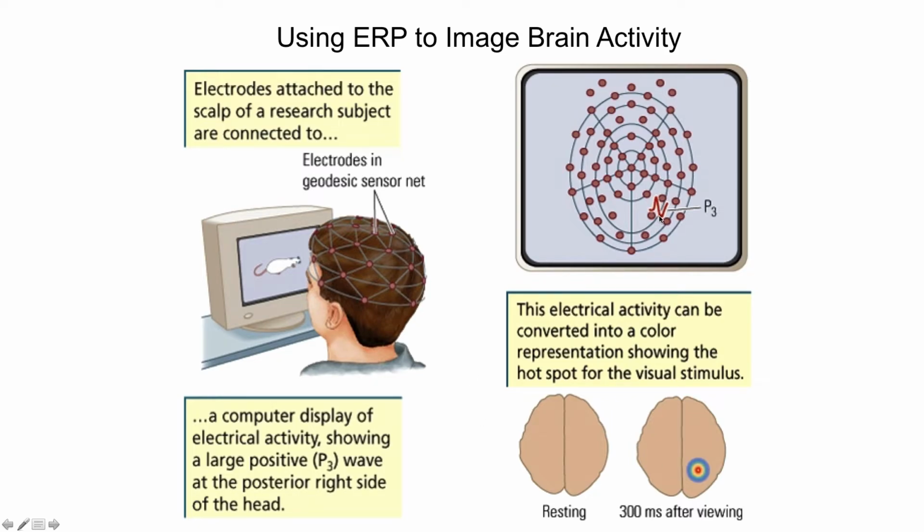So here you can see the ERPs. If you use some clever computing conversions, you can create a color representation showing the hotspot for the visual stimulus. So again, with EEG they look for the ERP, and eventually they can create a picture showing it's right there.